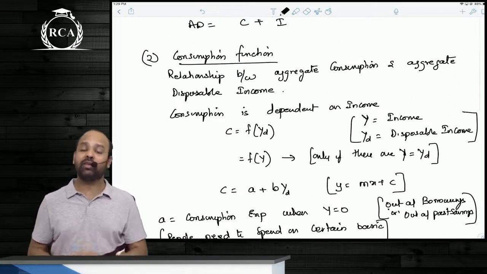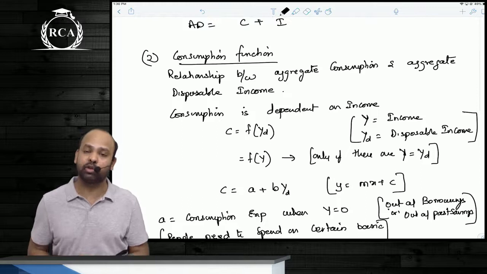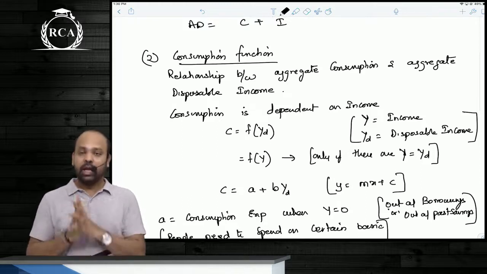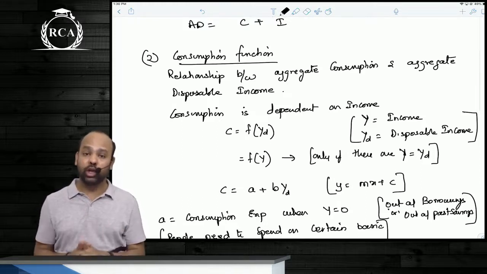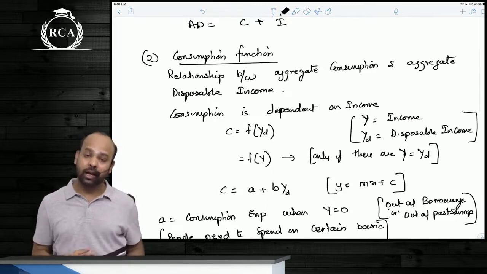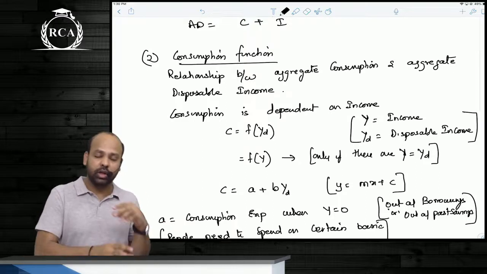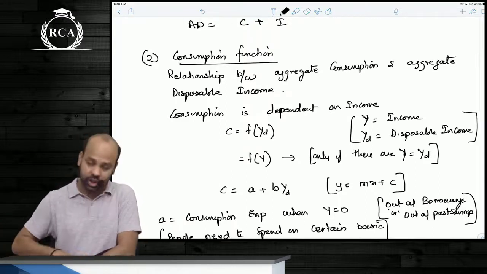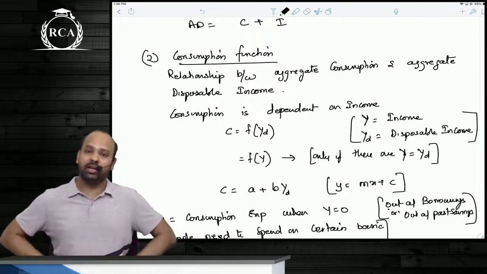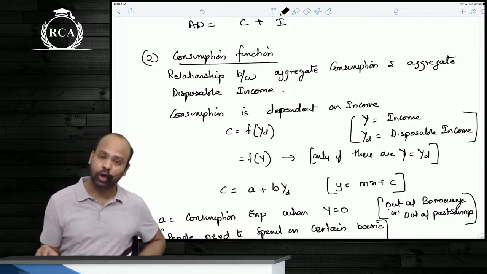Consumption function is a relationship between your aggregate consumption and aggregate disposable income. Undoubtedly, the amount that you consume will depend upon the income. Here we are not referring to the income of one individual. Here we are referring to the income of the entire nation. This is macroeconomics. This is not microeconomics.